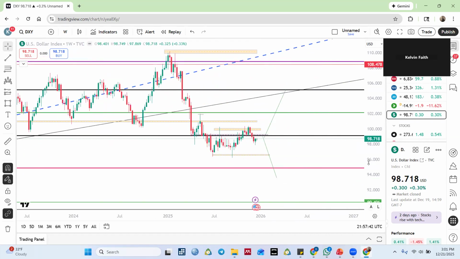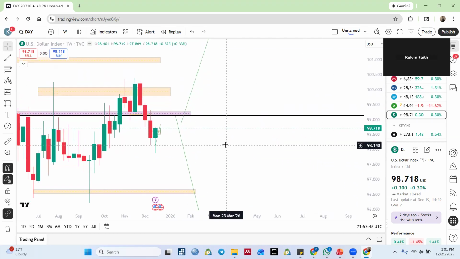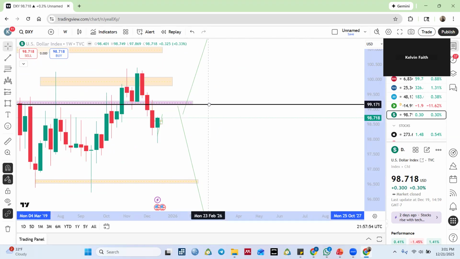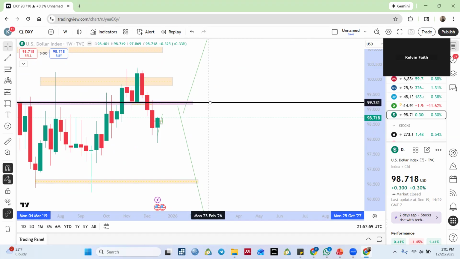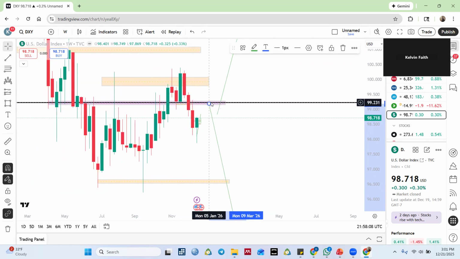But if you watch it carefully, price needs to be able to stay above the 61.8% line. You see this black line here? That is the 61.8% line. Price must stay above it in order to push up. If it stays below it, then it will drop. So these are the two options I see.